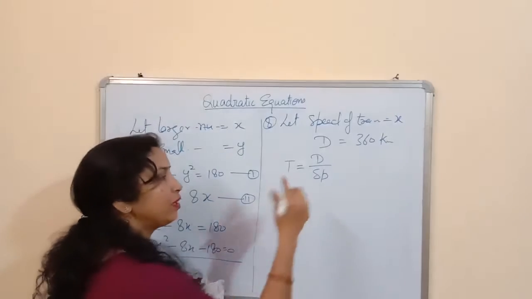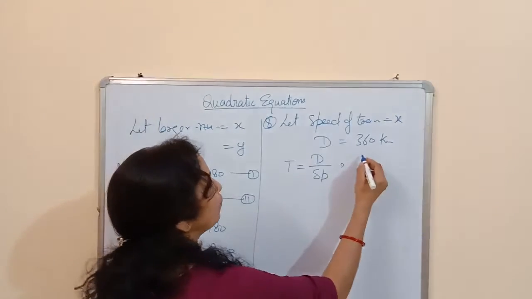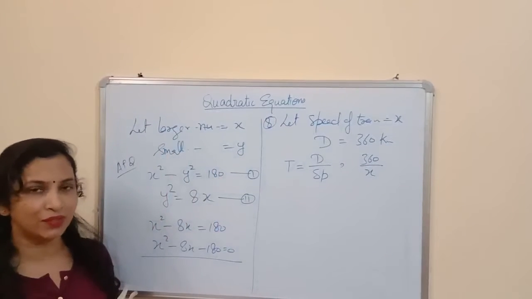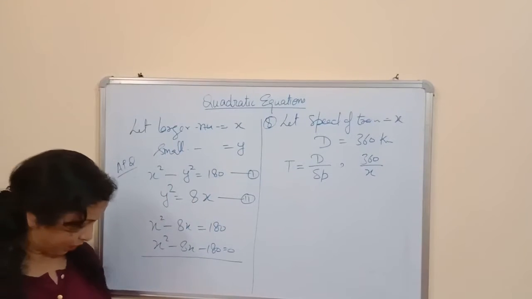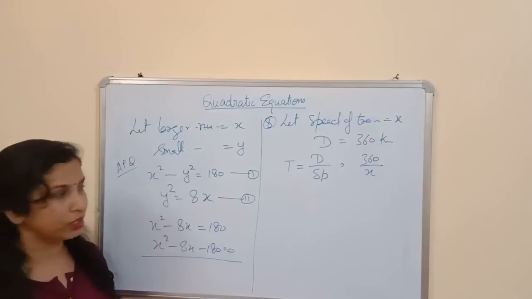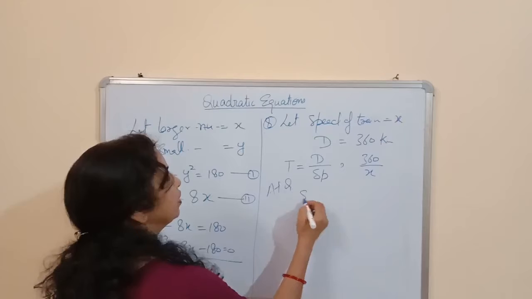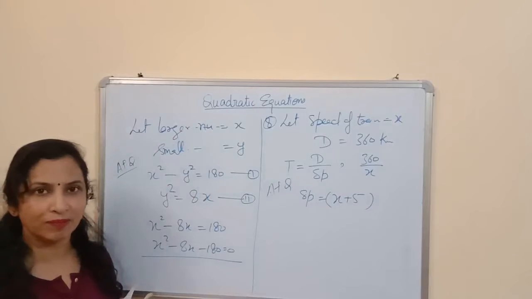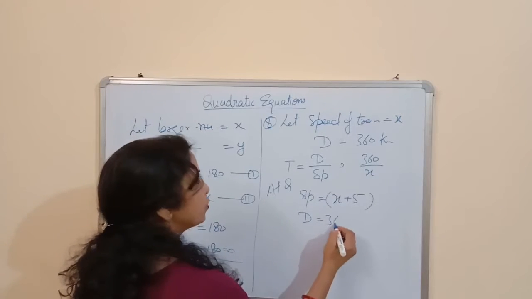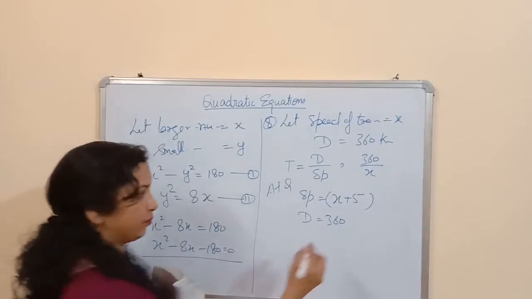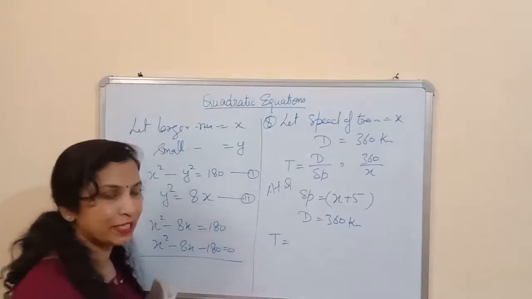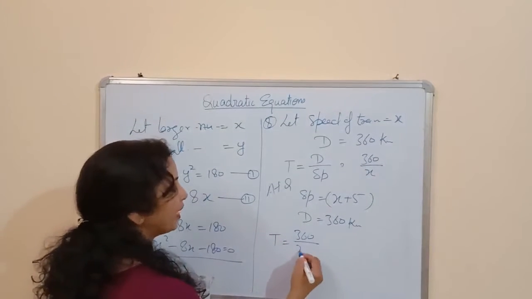Now how much time was taken by this train initially? The time was 360 upon x. This was the time taken by the train to complete the journey of 360 km. Again, if the speed had been 5 km per hour more, the speed of the train is x plus 5. The distance does not change, it is the same, 360 km. So the time taken after increasing the speed will be 360 upon x plus 5.